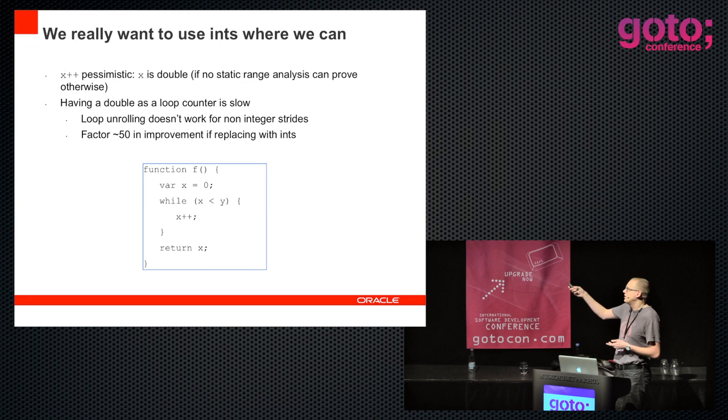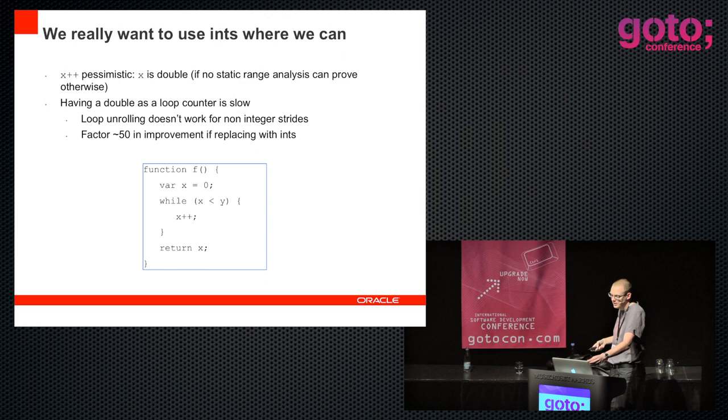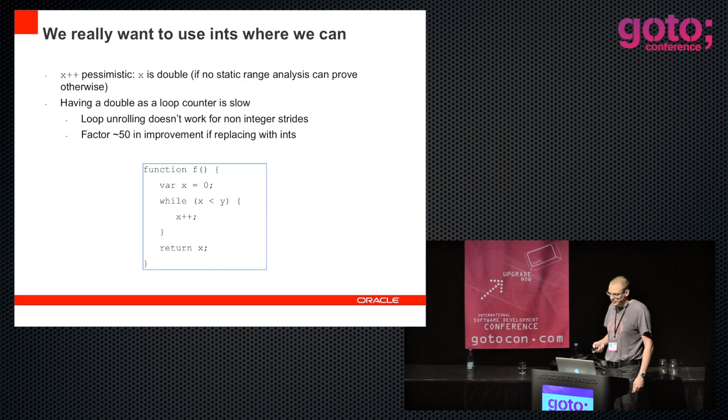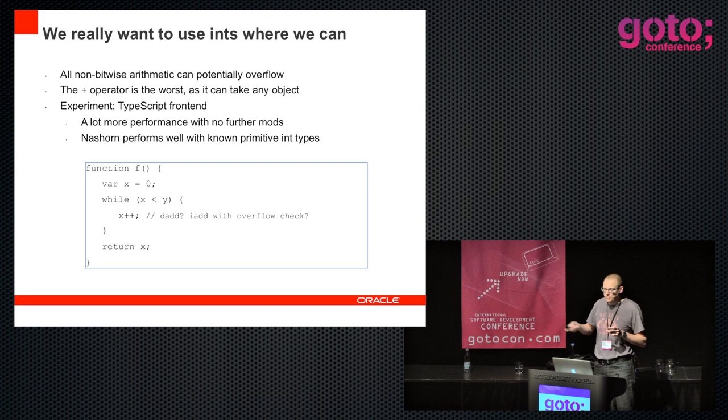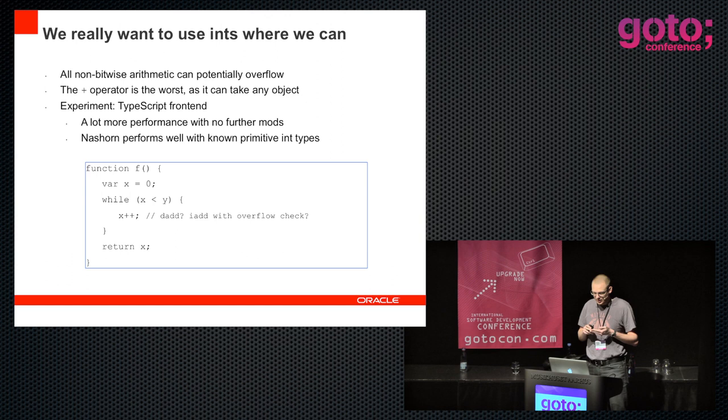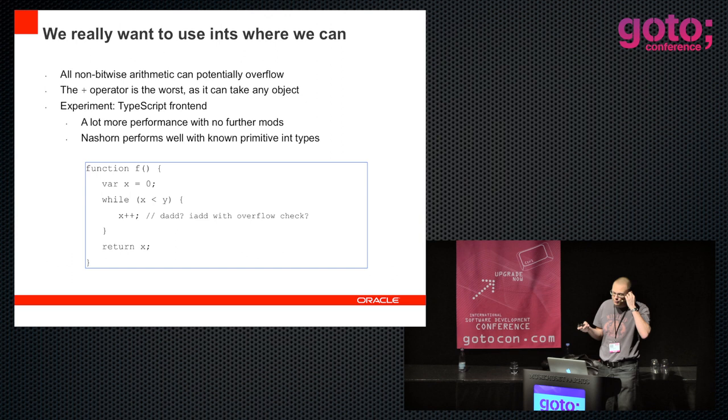It recognizes the plus plus as a loop counter, with a loop stride of 1. It unrolls the loop. It does a lot of fancy code optimizations that it couldn't do before because that double was in the way. So obviously, we really need to use ints whenever we can. And as all non-bitwise arithmetic in JavaScript can potentially overflow, the 32-bit nice Java ints won't be enough suddenly. And the plus operator, as I said, is the worst. It can take an object or a string or anything. We need to figure out how to implement this. We need to handle the overflows in some way if we decide to go with int as much as we can.